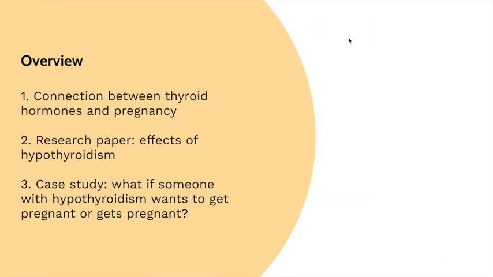So just to give you a quick overview of what is to come, first I'll explain the relationship between the hormones involved in pregnancy and the thyroid hormones. Then Max will present to you a research paper about the effects of hypothyroidism on pregnancy. And finally, Anna will explain a case study of a woman with hypothyroidism who is planning a pregnancy.